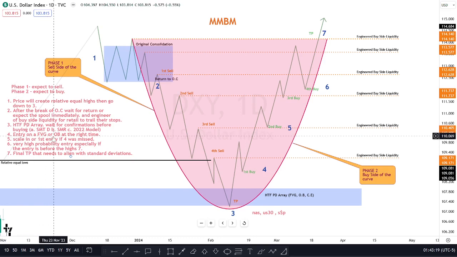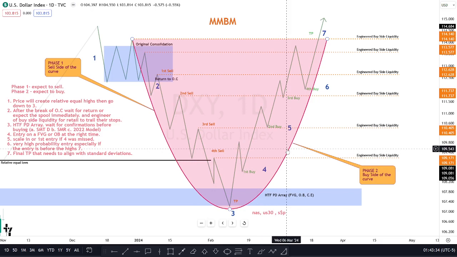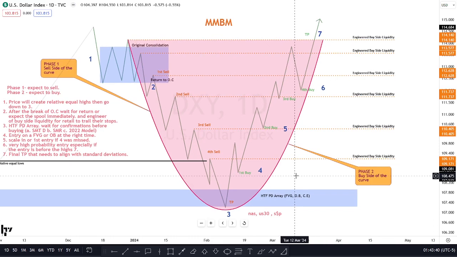Entry on a fair value gap or order block after displacement. I didn't mention that one. At the right time. That is important, because sometimes it might look like a good entry, only to find out that the market will consolidate just after lunchtime. It will come into that fair value gap and move up away. So timing is everything when it comes to this. Let's go to number 5, which is this part.